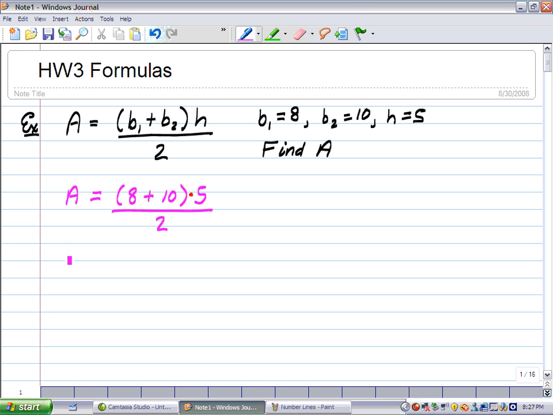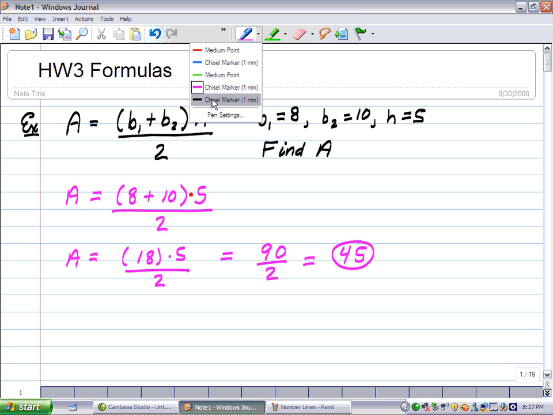Okay, our order of operations, recall, tells us to do parentheses first. So 8 plus 10 is 18 times 5 over 2. And the multiplication is coming first, so let's do that first. What is 18 times 5? I'm going to do that in my calculator. 18 times 5 is 90, but you could do it by hand. 90 divided by 2 is 45. So my solution is 45.